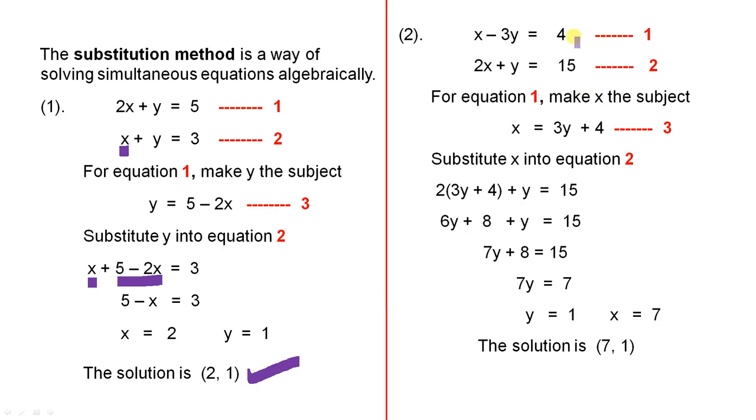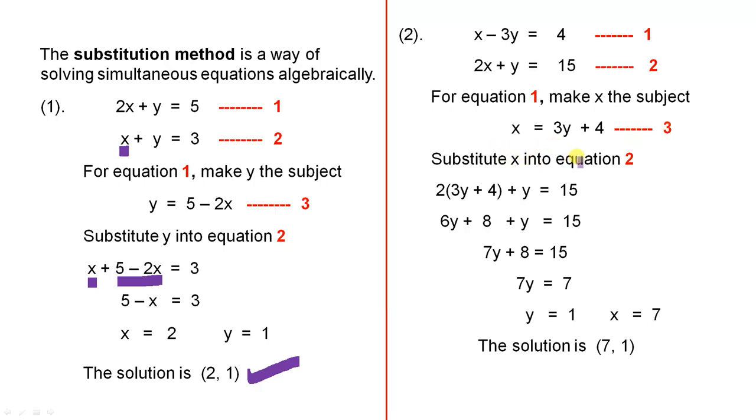Here's a second example. X minus 3y equals 4, that's equation 1. 2x plus y equals 15, that's equation 2. For equation 1, make x the subject. So there's equation 1. When we make x the subject, that means you have to put x on the left-hand side. We have x equals 3y plus 4. We call that equation 3.